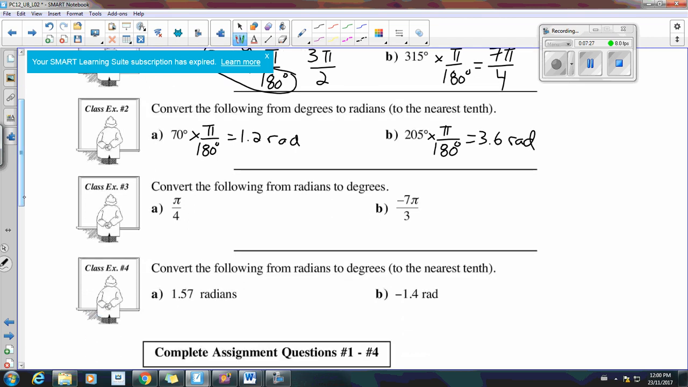Okay, now we're going the other way. Convert from radians to degrees. So now we've got to multiply by 180 over pi. Well, this is nice because the pi's cancel out. So we really just have to go 180 divided by 4, which is 45 degrees. And of course we can have negative angles just like we had with degrees. So I'm going to multiply by 180 over pi. Pi's cancel out. So negative 7 over 3 times 180 gives us the angle negative 420.